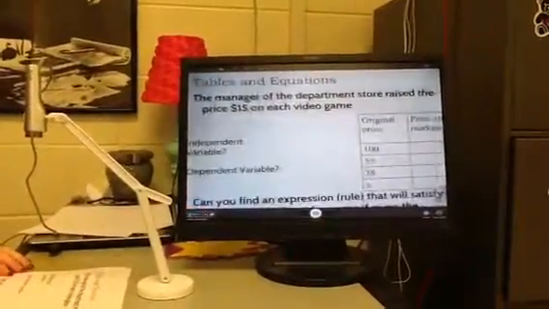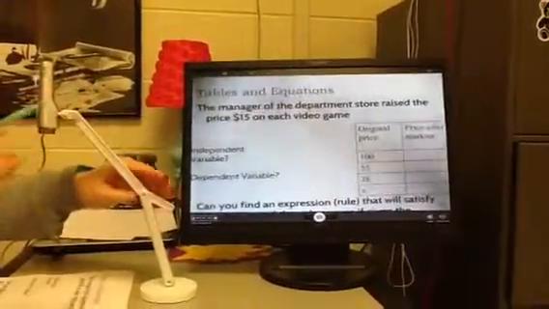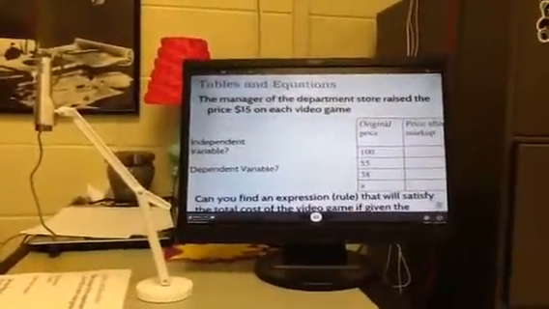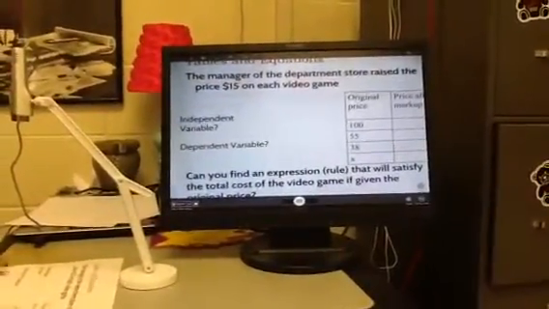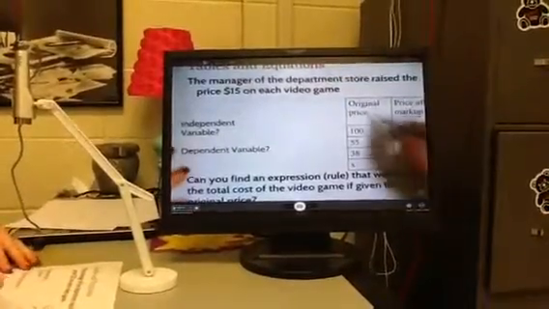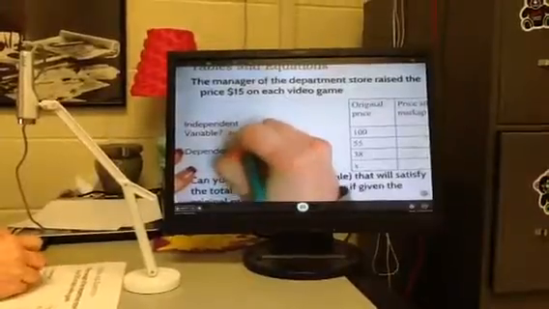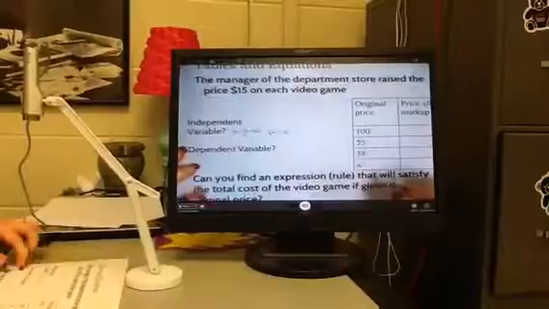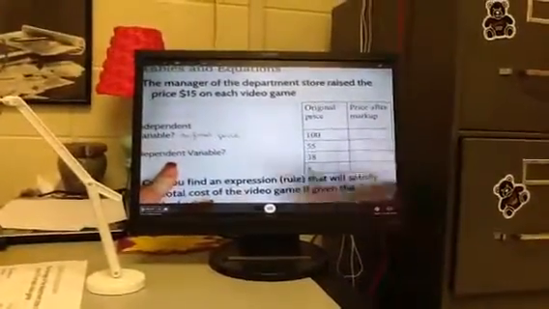Here's this one. It says the manager of the department store raised the price $15 on each video game. So first, which one's going to be my independent variable? It would be the original price, because that's the x value. Which one would be my dependent? It is going to be the price after the markup.